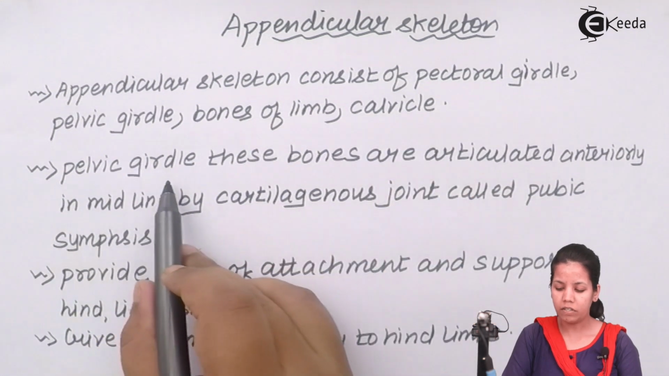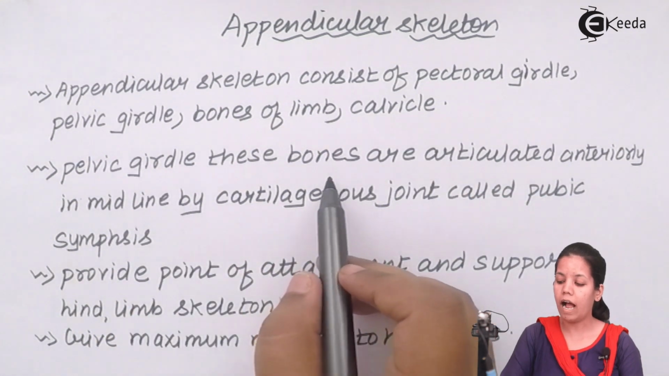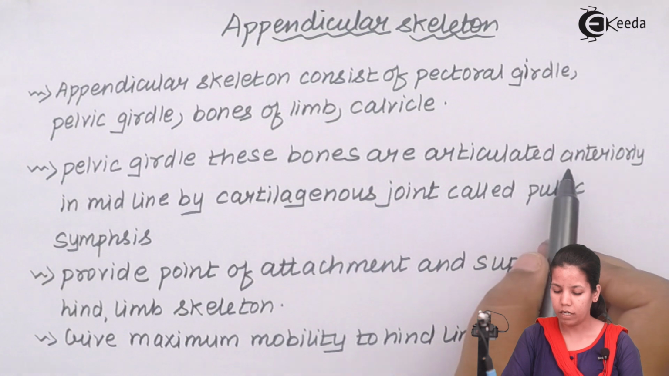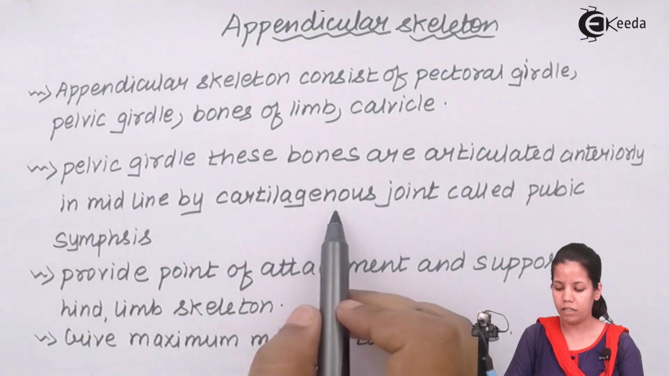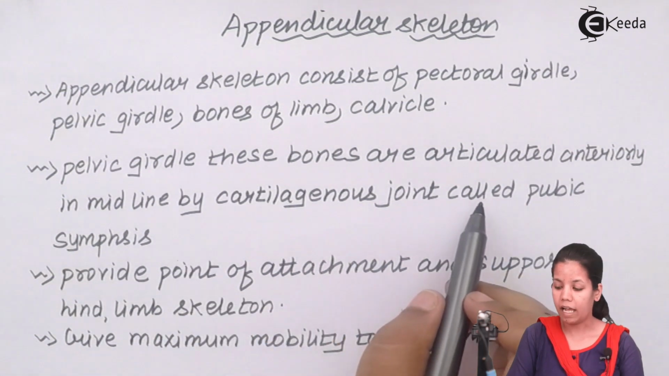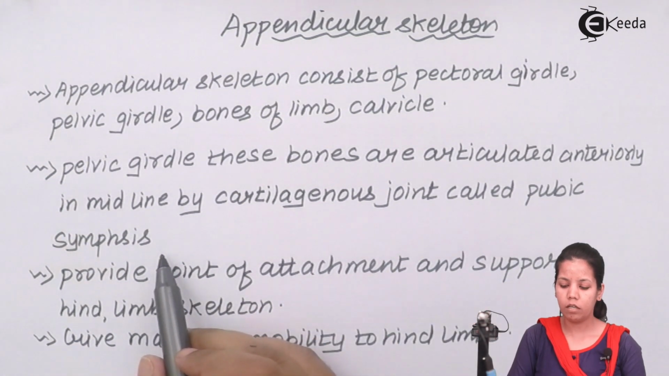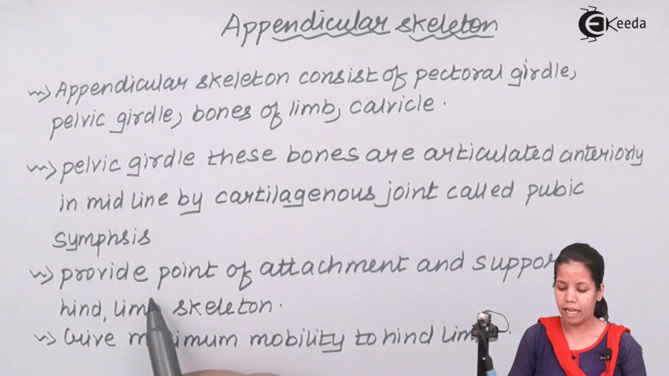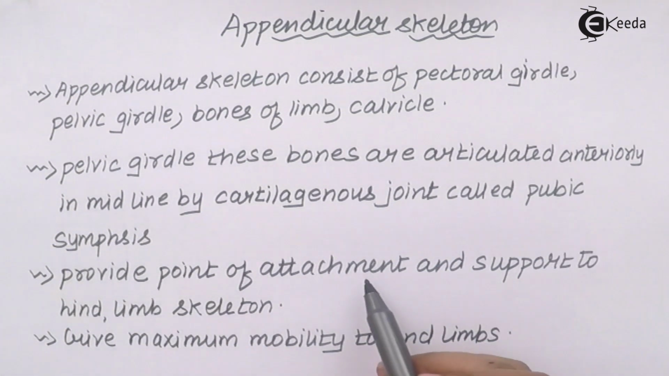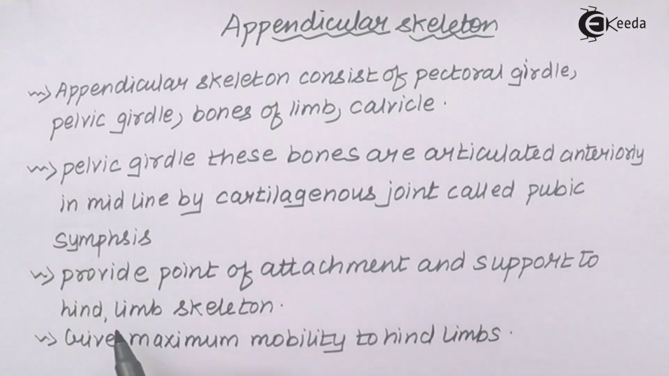Now the pelvic girdle, these are the bones that are articulated anteriorly and in the midline by cartilaginous joints, which are termed the pubic symphysis. And the major function of this pelvic girdle is that it provides an attachment site as well as support to your hind limb and skeleton. It gives maximum mobility or movement to the hind limbs, especially while doing certain strenuous activities.